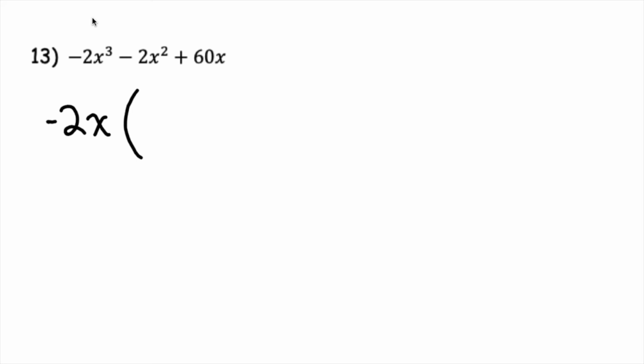I started with x to the third. I took 1 out, so I'm left with x squared. Next up, -2 divided by -2 is another 1, but now it's a positive, so it's going to flip it to a positive. X squared, I started with 2 x's, I took 1 out, so there's still an x left. And then 60, positive 60 divided by -2 is -30. And then the x, took that out, so that's it for my GCF. So now I'm going to go to my table.